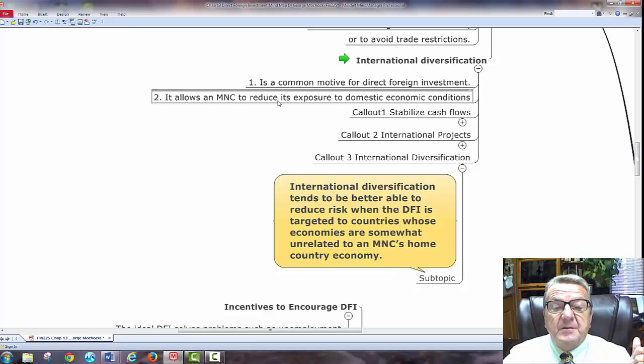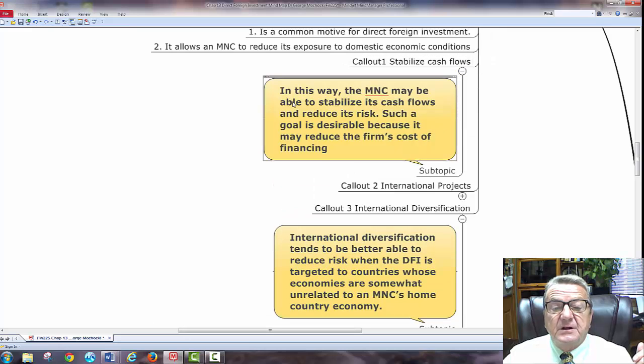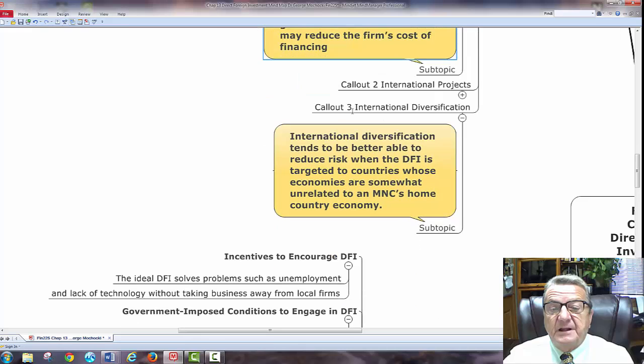Second, it allows the MNC to reduce its exposure to domestic economic conditions. In case you get a short essay question, call out stabilized cash flows. In this way, the MNC may be able to stabilize its cash flows and reduce its risk, and such global diversification is desirable because it may reduce the firm's cost of financing.